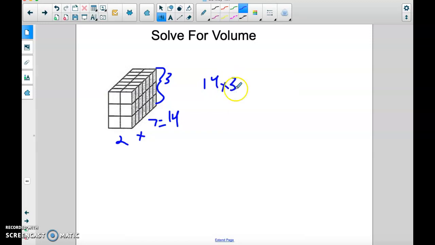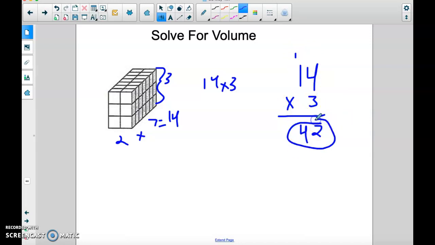And please be careful with your multiplication. If you need to, set up your standard algorithm, okay? I don't know about you guys, but 14 times 3 is not something I know off the top of my head. So I'm going to solve it out. And I end up with 42, okay? Obviously, there are other ways you could do it. However you solved for volume, though, this is what your answer should have been. Does not matter how you did it. It's the same shape. 42 is the correct answer, okay?